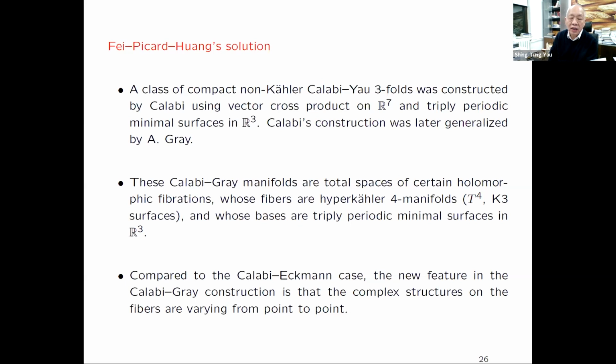With these one can construct complex manifolds, compact ones, using this vector product. And this is a very interesting construction. I recommend you look at their paper. So their manifold is a total space of a certain holomorphic fibration where the fibers are hyperkähler 4-manifolds, for example T4 or K3 surface. The base manifold is a triply periodic minimal surface in R3. This kind of periodic minimal surface one can find in the literature. So these are beautiful manifolds also.